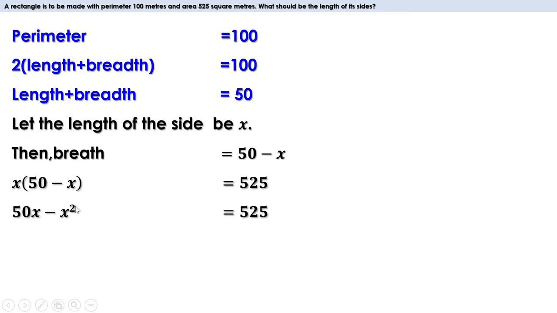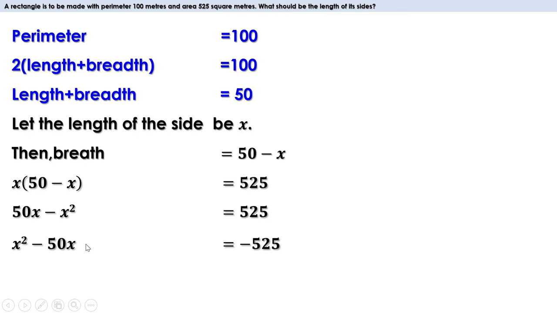When we multiply this term by minus 1, we get x square. Let us write it at first. When we multiply this by minus 1, we get minus 50x. When we multiply this by minus 1, we get minus 525. Now this is not a perfect square. We have to add something to make it a perfect square.